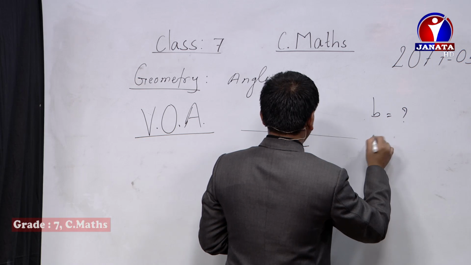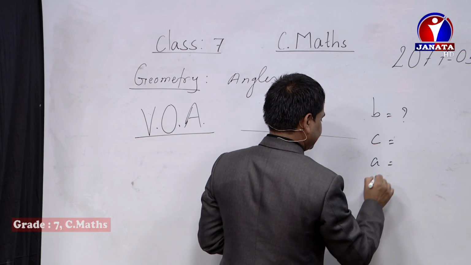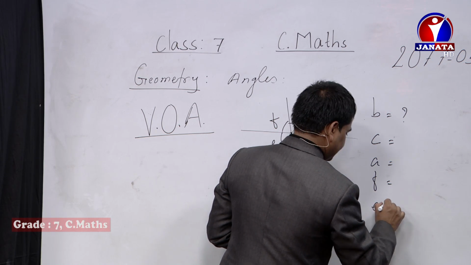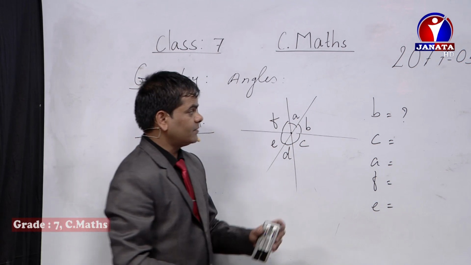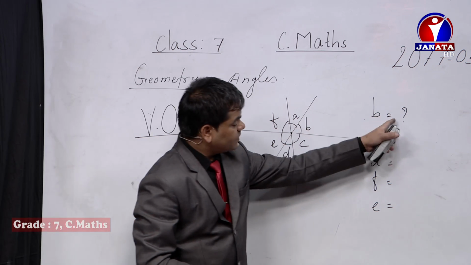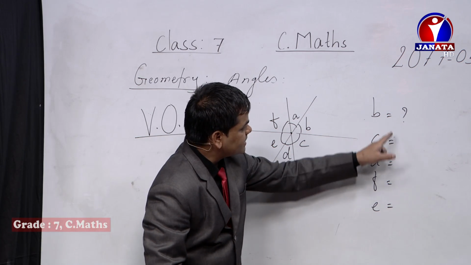And which one is vertically opposite to C? And then after, which one is vertically opposite to A? Which one is vertically opposite to F? Yes, of course. Then can you find out which one is vertically opposite to B? And we have known that vertically opposite angles are always equal, so that's why I have kept the equal sign.